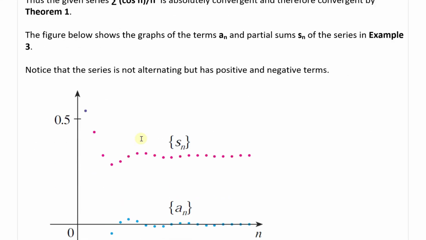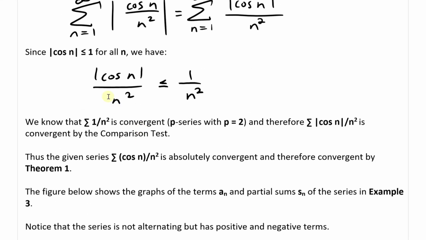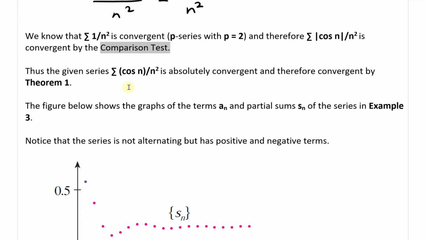So all the terms, the absolute value of cosine n divided by n squared, are less than the terms of a convergent series. Therefore, the series of the absolute value of cosine n divided by n squared is convergent by the comparison test. Thus the given series, the summation of cosine n over n squared, is absolutely convergent, and therefore convergent by Theorem 1.